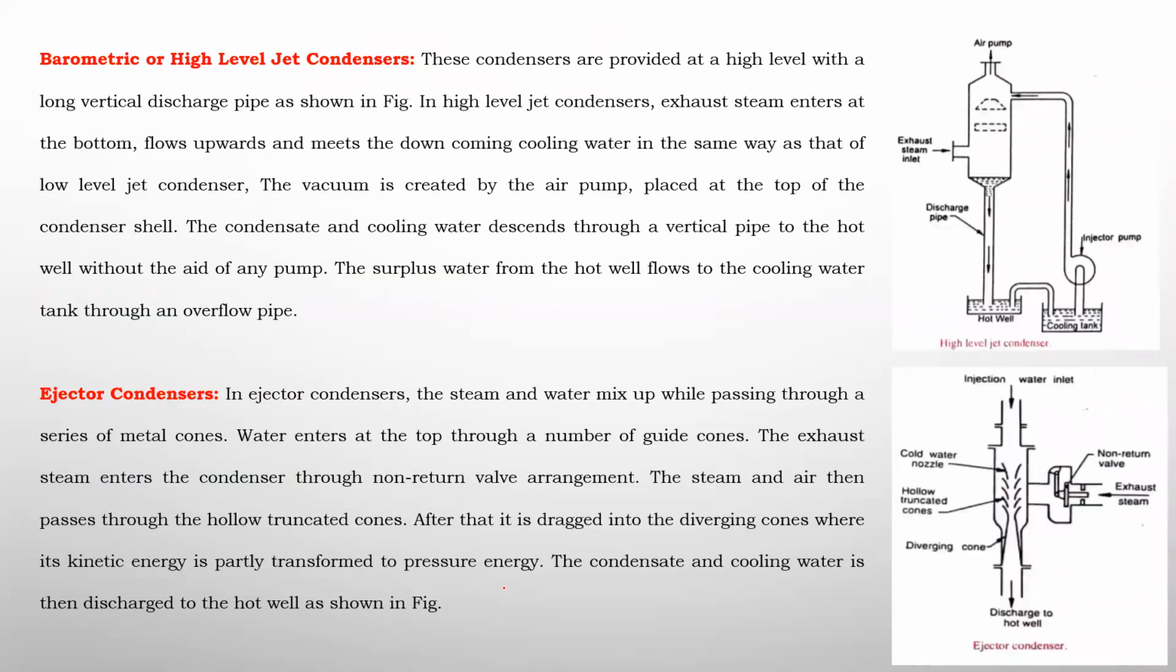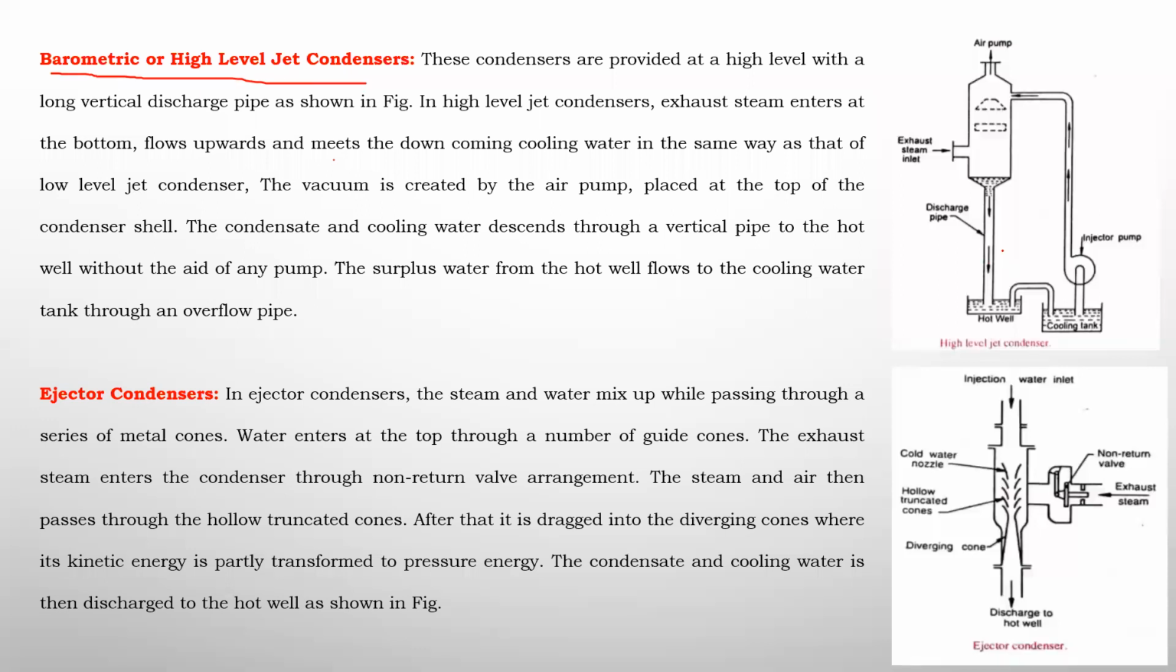Next slide, if you observe, another two classifications. This is a barometric or high level jet condenser. Babu, if you have any doubt, in the last 10 minutes I will give a chance to ask the doubts. At that time, we can discuss. Right. Next one is the barometric or high level jet condenser.